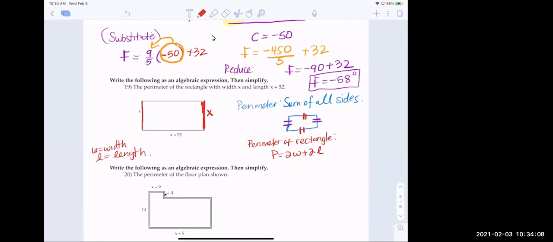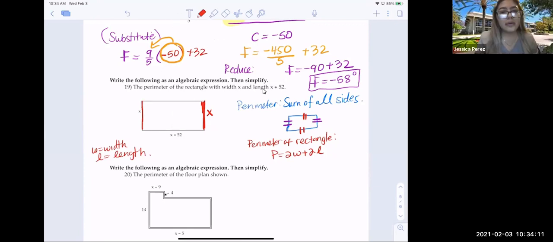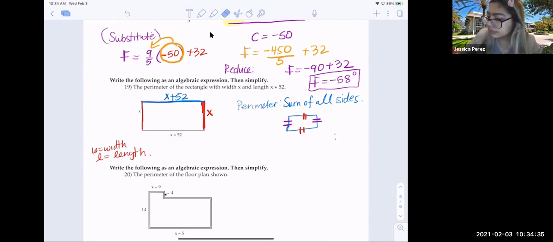Okay, okay. So then what about this missing one, in blue? What should this length be? What should this correspond to? What is that value? Write it on the chat. Yeah, Angela, X plus 52. So now that we have all the sides, we can add them, right? The perimeter. The perimeter will be what? The P will be X plus X plus 52 plus X plus 52, the sum of all sides.